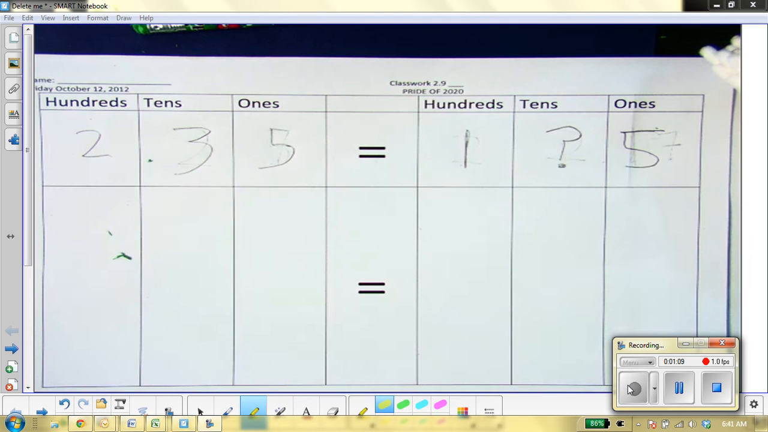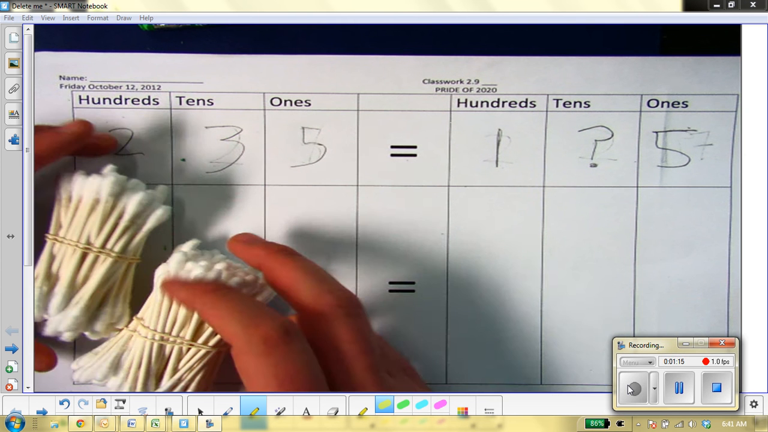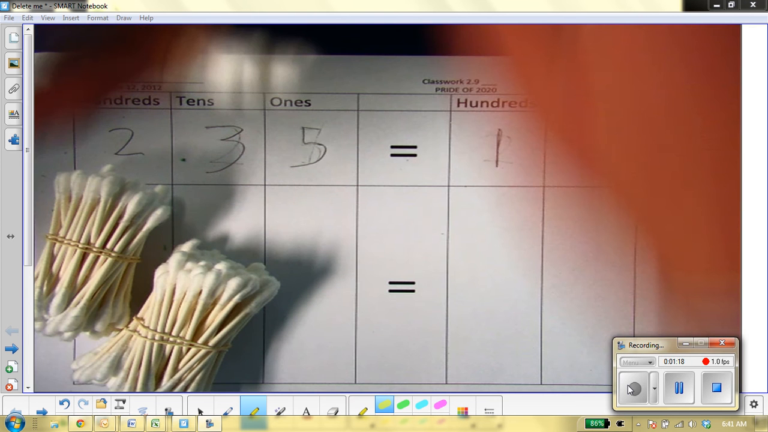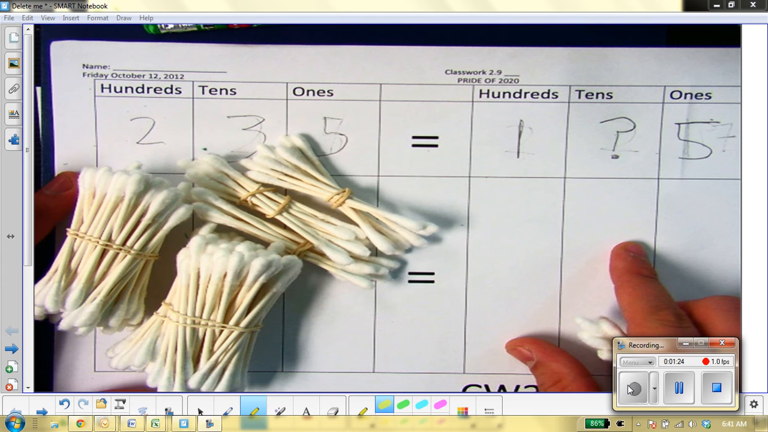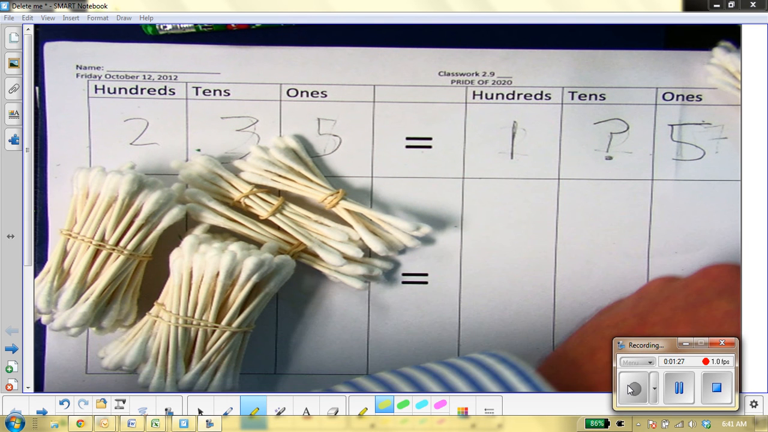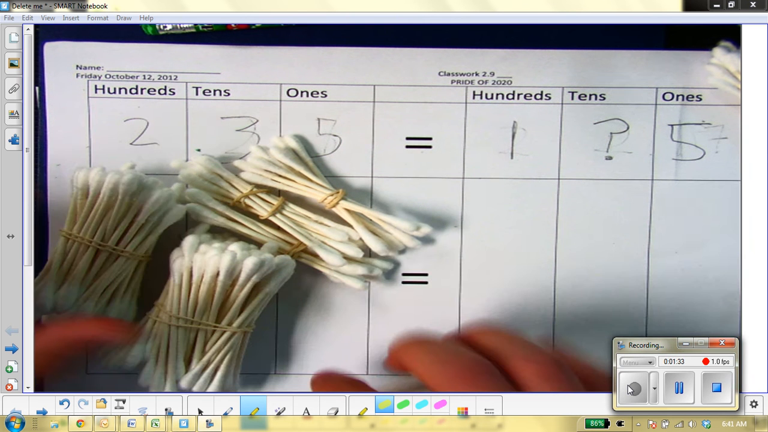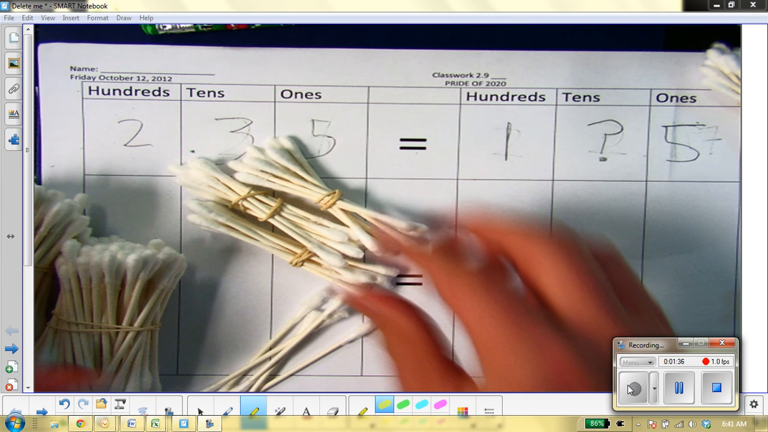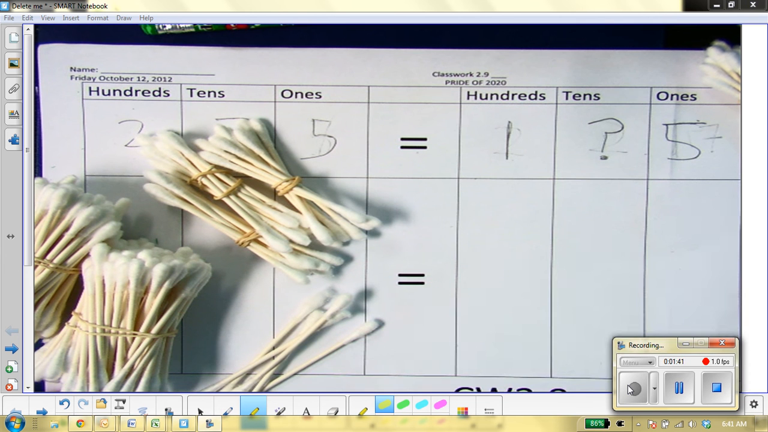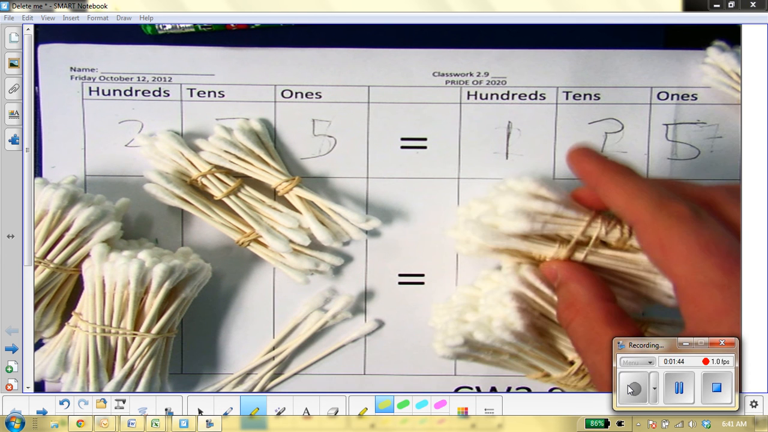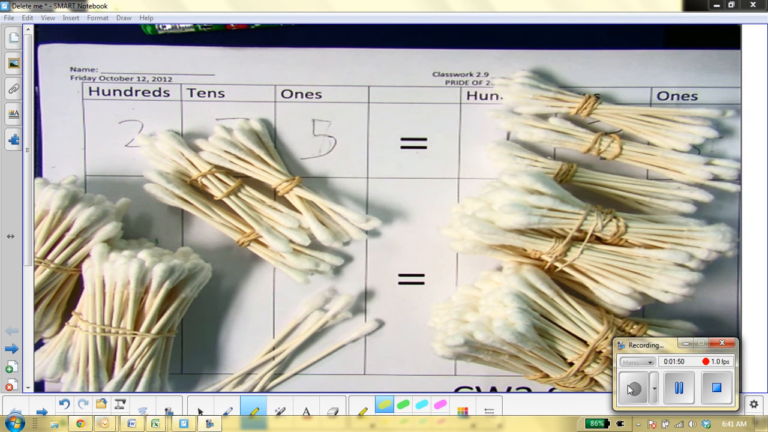Then we want to balance both sides of the mat. So here are my 200s. Here are my 3 tens. It's getting crowded on this side of the mat. Here are my 5 ones. Since there's an equal sign, we're going to balance it out on the same side. 2 hundreds, 3 tens, and 5 ones.